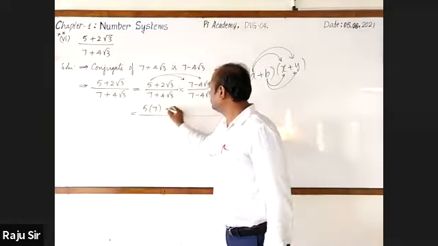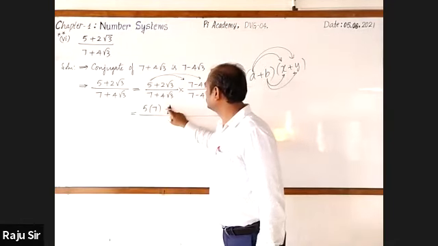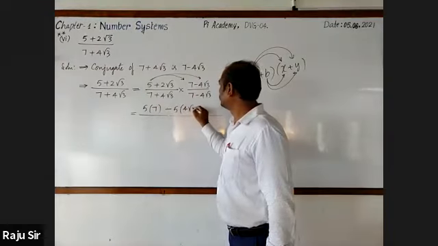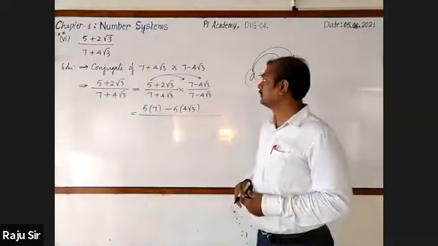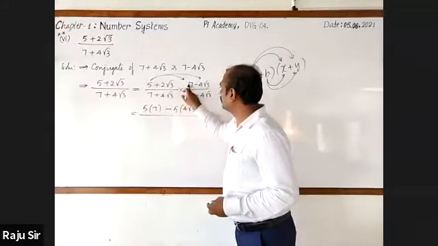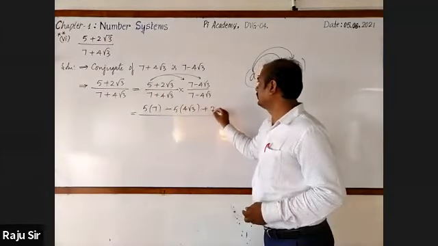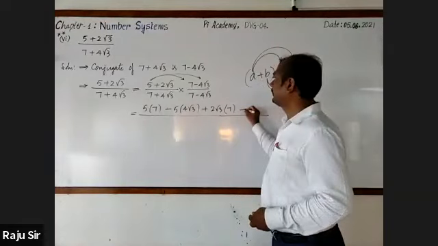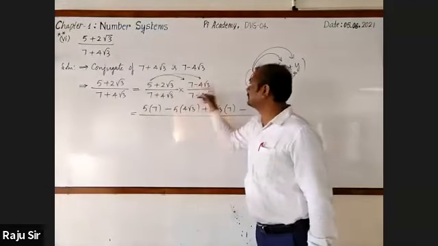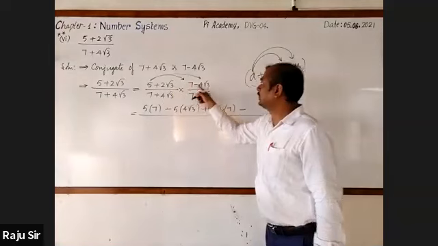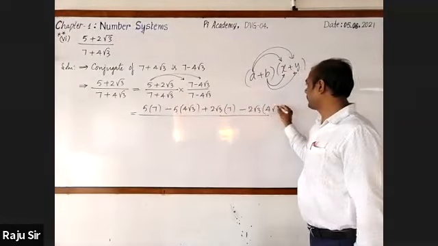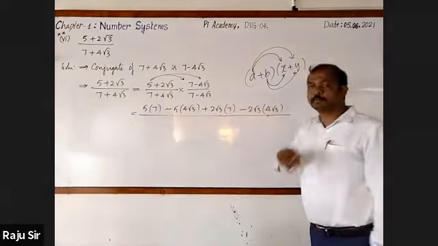Next, minus 5 into 4 root 3. Next, 2 root 3 into 7, plus. Then into minus, minus 2 root 3 into 4 root 3. Hope that you have understood.